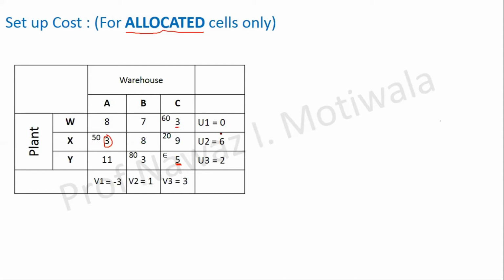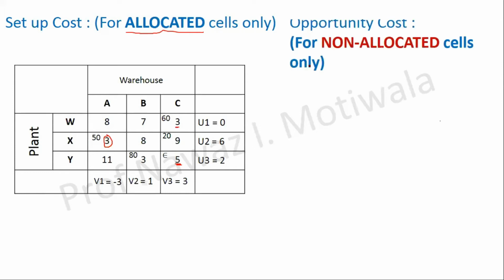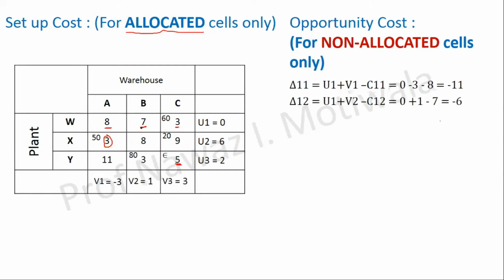After finding U's and V's, we find the opportunity cost for non-allocated cells. So I will write here opportunity cost for non-allocated cells. The first non-allocated cell is this one. Its position is 1, 1, first row, first column. So what will be my formula? Delta 1,1 is equal to U1 plus V1 minus the cost at this position, so U1 plus V1 minus C11. With this I will get the answer as minus 11. Similarly, if I calculate the opportunity cost at this position, I will get minus 6.